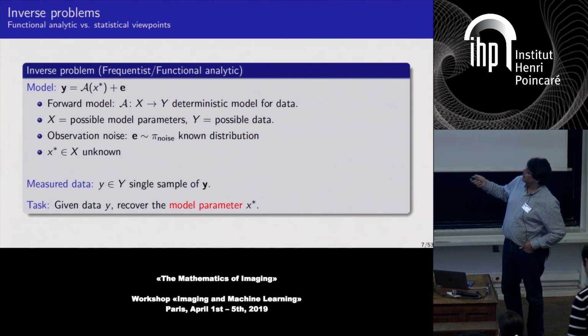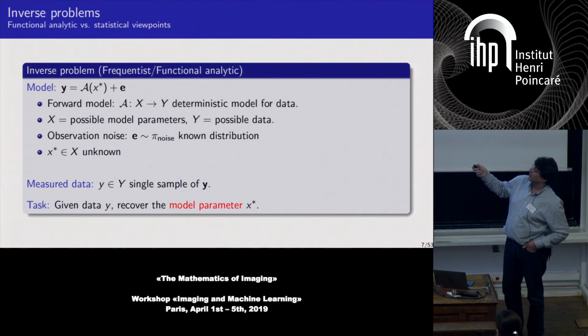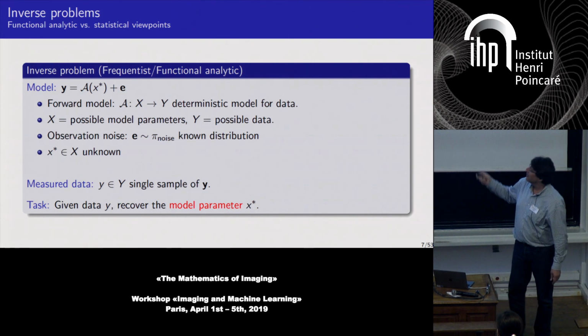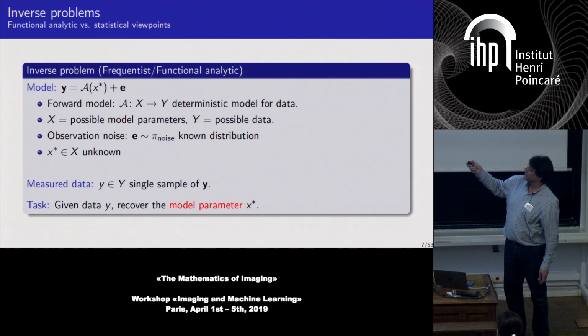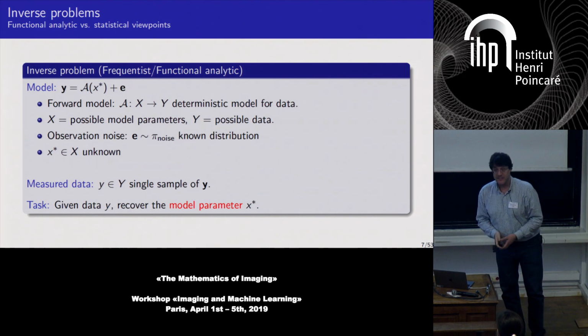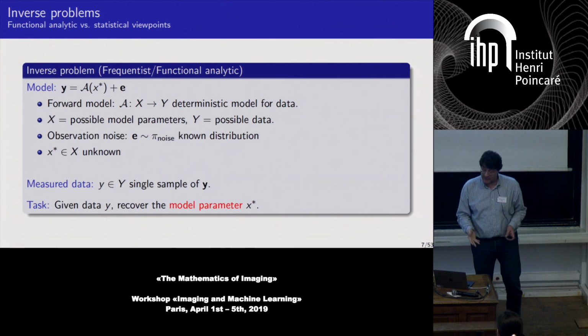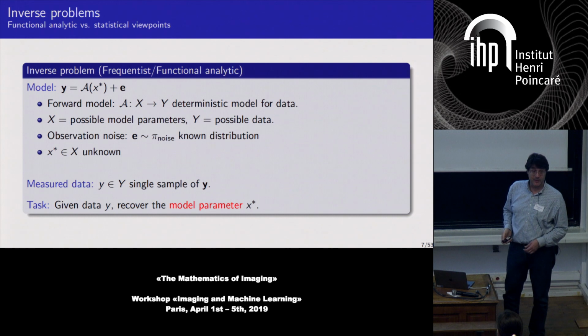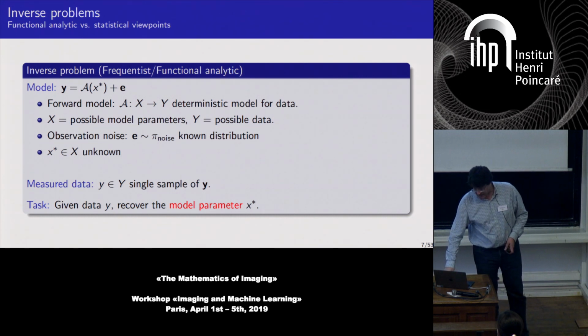Your data that you're measuring is a single sample of some random variable. You can write this random variable as the forward model acting on the ground truth. The x star here means the true image that you want to recover, that you don't know. Then you have some additive readout type of observational noise. And then the task, of course, is to recover, or approximate, this model parameter, the image. Now, this is the traditional functional view on an inverse problem, or I would call it perhaps a frequentist view.